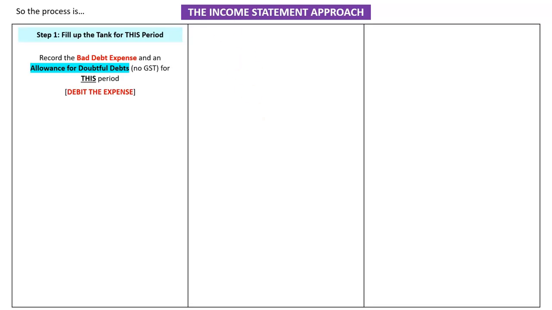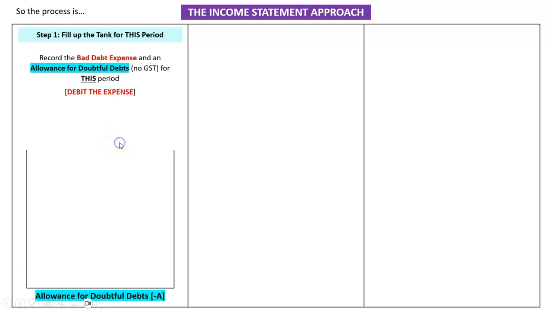All we're ever going to do when we're doing bad and doubtful debts is follow a 3-step process called the income statement approach. And what we do is step 1, we fill up the tank for this period. We recognize that a certain percentage of our accounts receivable just will not repay. So what we do is we make something called an allowance for doubtful debts, which is a negative asset, and we fill it up. So we might estimate that $4,000 of our current accounts receivable won't repay. We don't know who, it's just an estimate because logically some just won't repay.